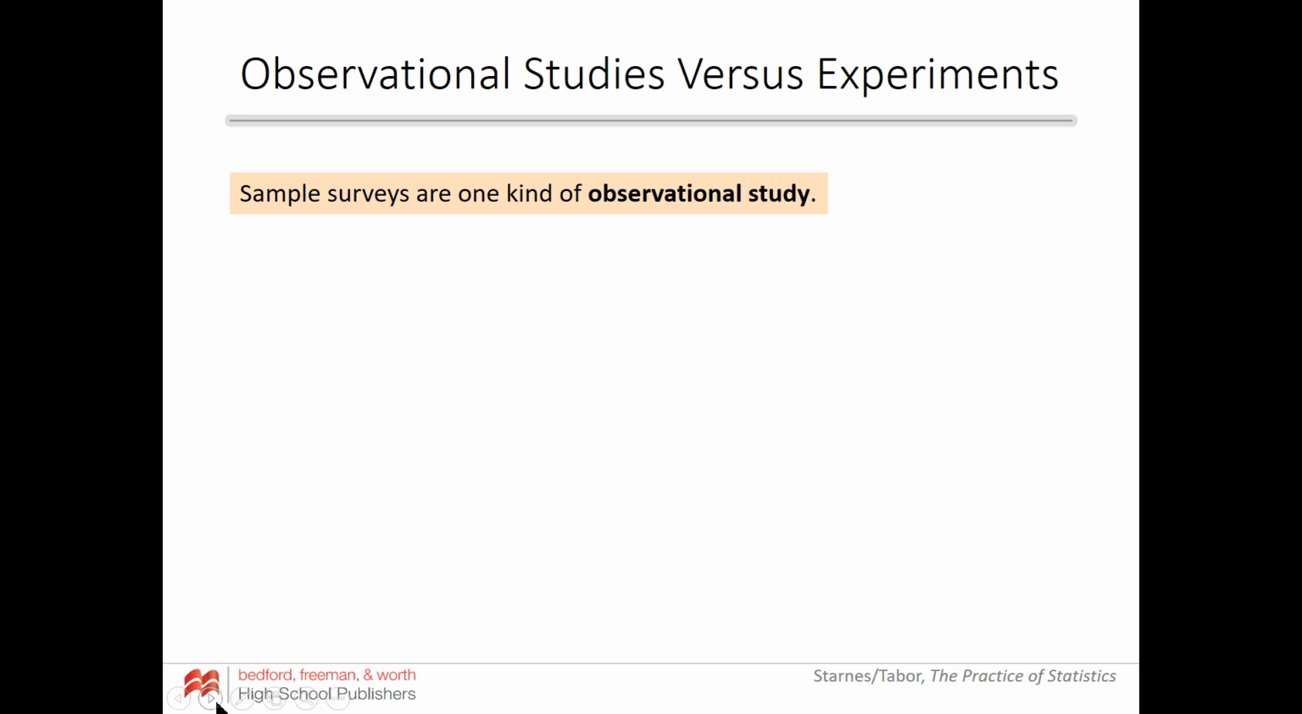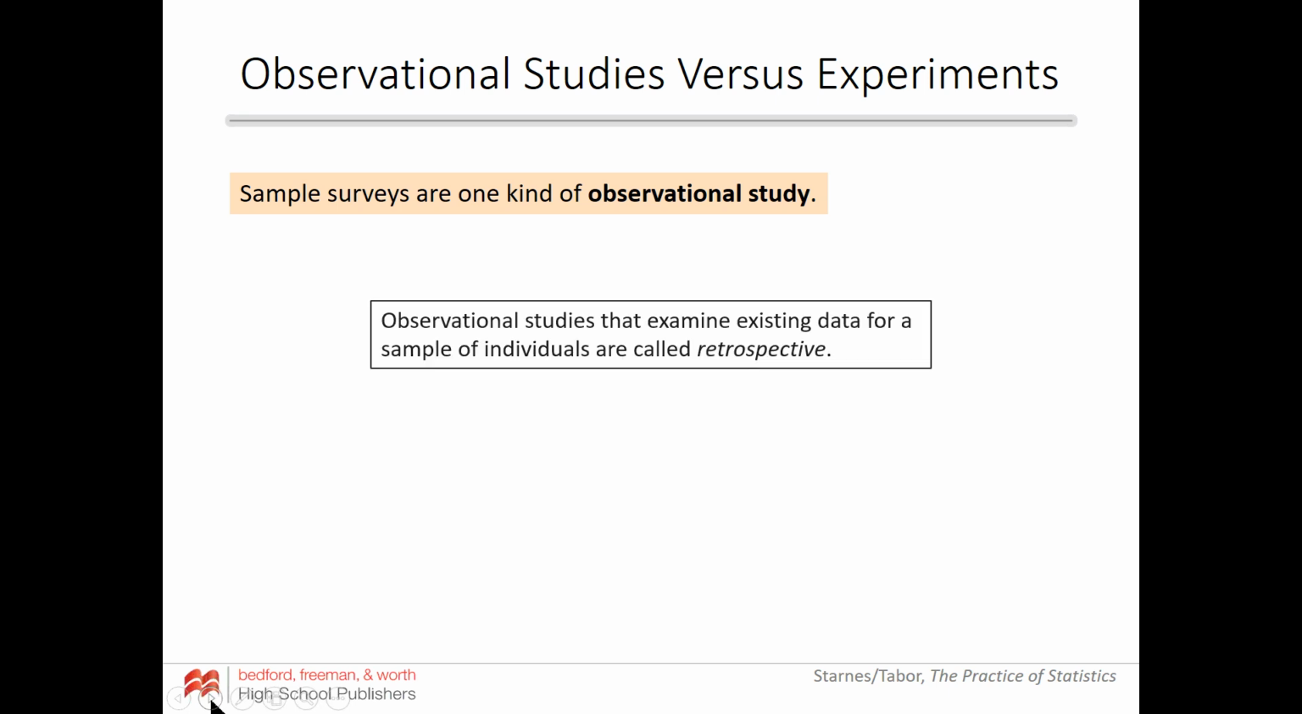A sample survey is one kind of an observational study. An observational study sometimes looks backwards, so it could be called retrospective. We examine data that already exists. So here's a quick example.